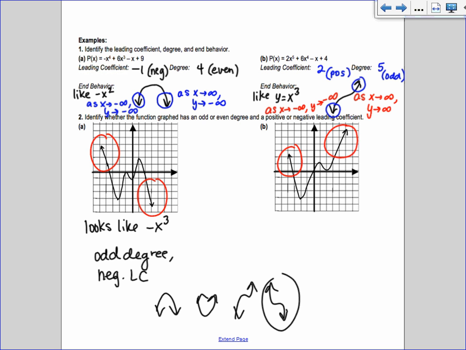All right, how about the next one? On the ends, they both go up. So which one does it look like? X squared, right? So like y equals x squared. So it's even degree, positive leading coefficient. That's all I want.